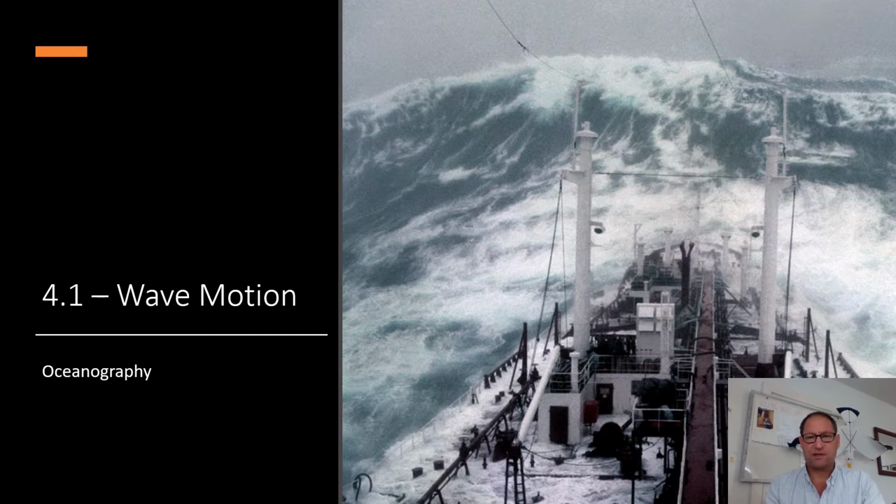That's pretty scary stuff. The motion is pretty violent. The energy transmitted by the wave is about proportional to the square of the wave height. Anyway, so we're going to learn a little bit about how waves move and how they behave. Next topic, 4.2, will be about how they are formed.